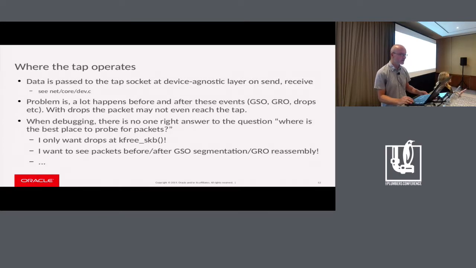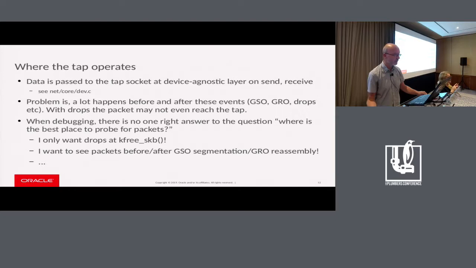So the problem is, though, these days, there's a lot of things going on in the networking stack. We have generic segmentation offload, where we take a mega packet, pass it through the stack, and then chop it up at the last minute to minimize overheads. And then GRO, generic receive offload, where we do the opposite, we put it back together. There's also BPF. Obviously, we're modifying packets in BPF these days, too. And when we're dropping traffic, the packet may not even reach the tap, if we're dropping on the outbound path. So what that all adds up to is, when we're debugging, there's no one right answer to the question, where's the best place to observe packets?